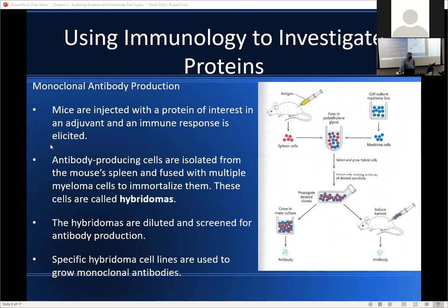So going back to the bullet points quickly. First bullet point, mice are injected with a protein of interest and an adjuvant, and an immune response is elicited. Antibody-producing cells are isolated from the mouse's spleen and fused with multiple myeloma cells. Okay, so this immortalizes them so they can divide indefinitely. These are called hybridomas. The hybridomas are diluted so that we only get like one hybridoma per well, and each hybridoma is then going to produce a monoclonal antibody. Specific hybridoma lines are used to grow monoclonal antibodies.